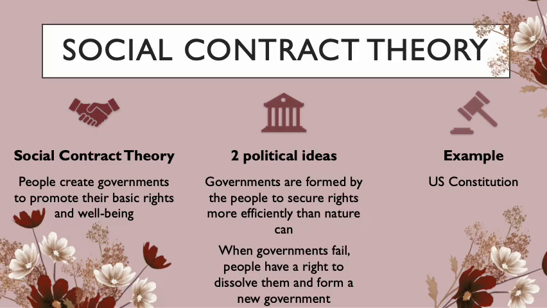So there are two political ideas that flow from social contract theory. The first is that governments are formed by the people so that the rights of the people can be secured more efficiently than nature can secure these rights. So therefore, the laws that are created by the government are in place specifically to promote individual autonomy.